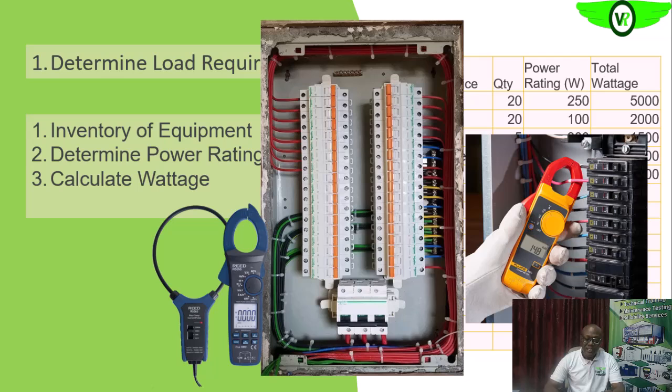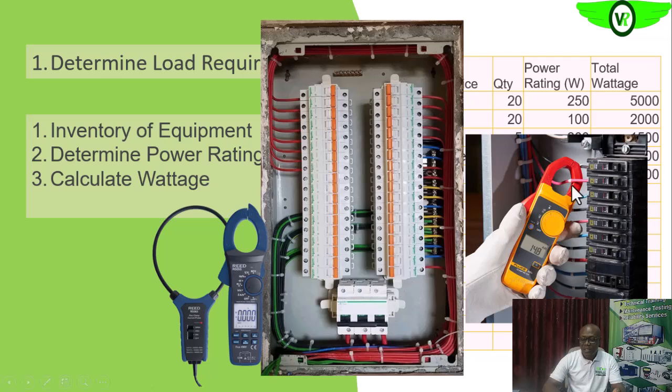Now, there are some situations where you may not have access to the nameplate, or the nameplate is just not there. So how do you determine the load requirement? If you are looking at maybe your home, for example, what you need to do is put on those loads when you have public power supply. When those loads are on, you can go to your distribution board. Then you take the current reading with a clamp-on meter or a current meter.